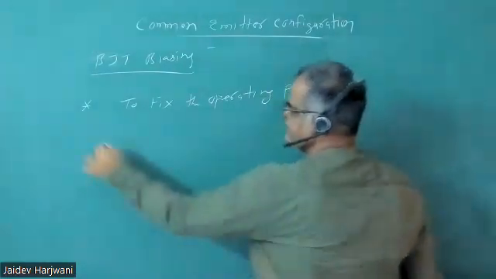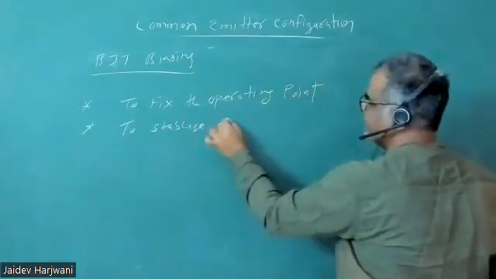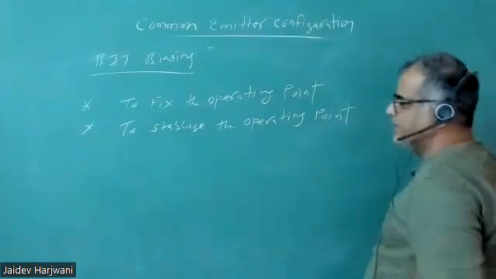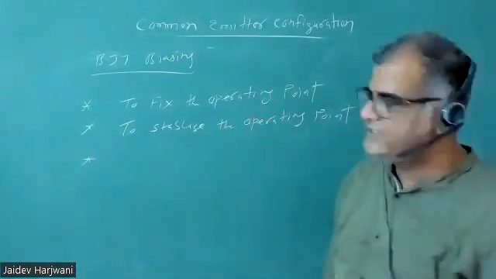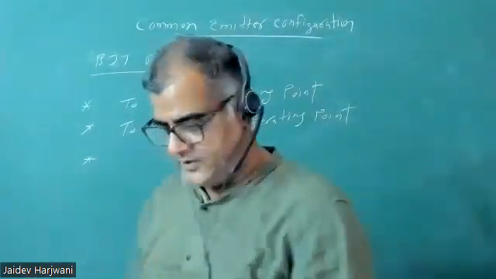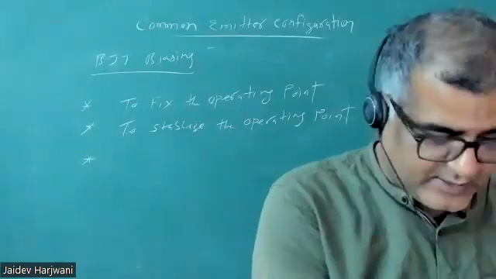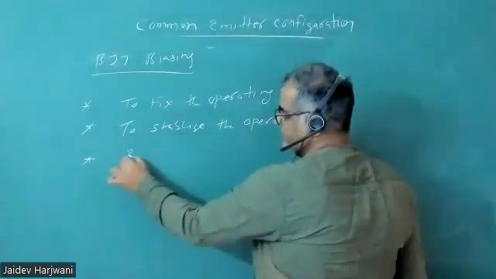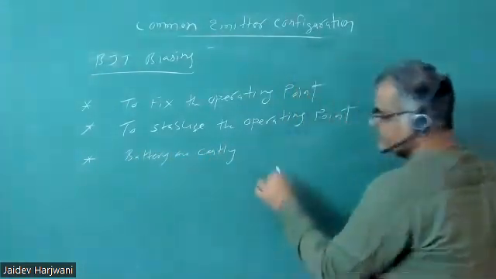The second is to stabilize the operating point. And the third point is that your biasing should be such that it should reduce the cost. So I can say cost effective. The third point is your batteries are costly, and the maintenance is very high.